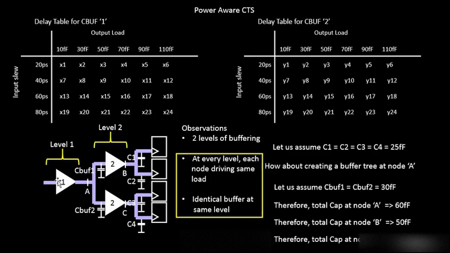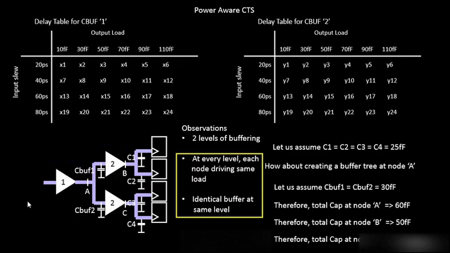So CBUF1 will have a different W/L ratio, and CBUF2 will have some different W/L ratio. Maybe this one has a smaller width, this one has a bigger width, and so on. So the answer to what differentiates different kinds of buffers is basically circuit design. Okay, now let's come to the delay values.